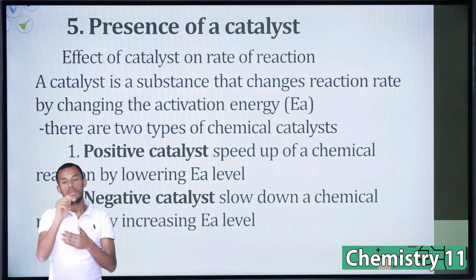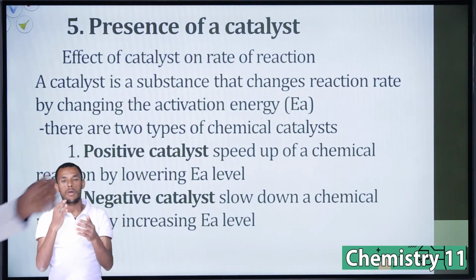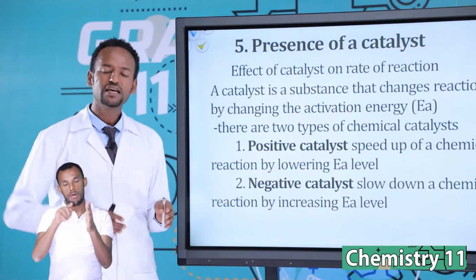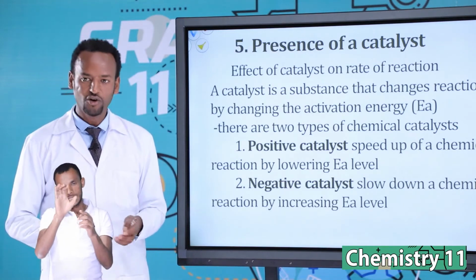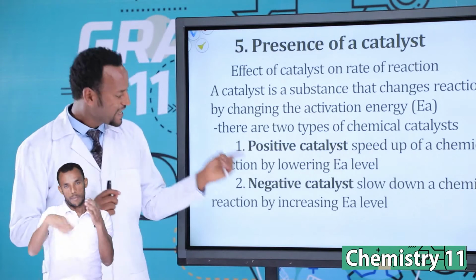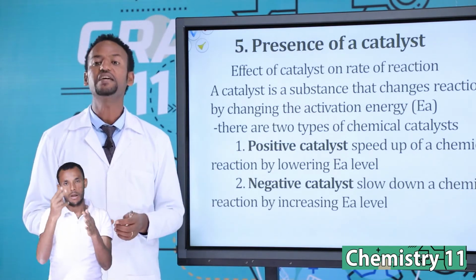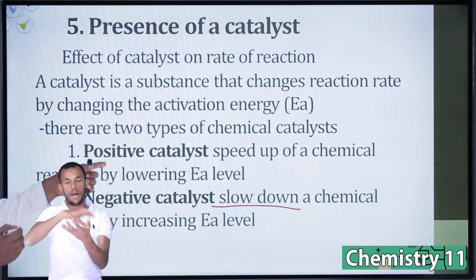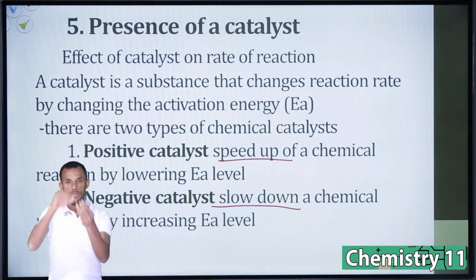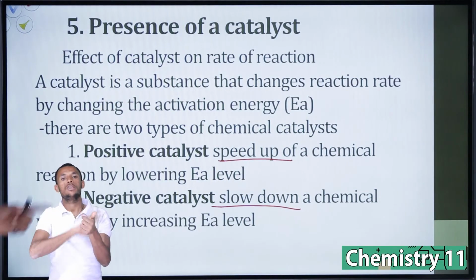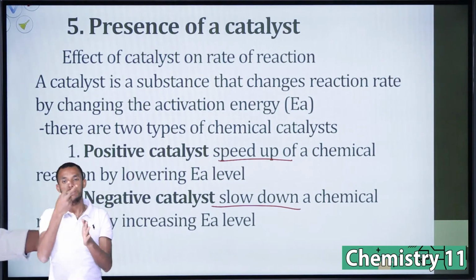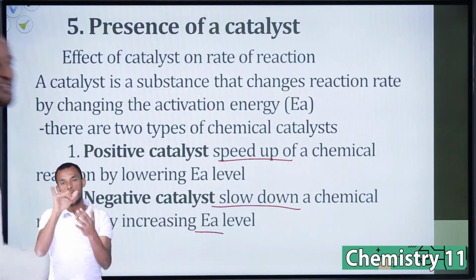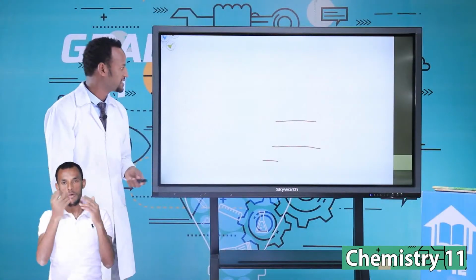There are two types of catalysts: positive catalysts and negative catalysts. Positive catalysts speed up a chemical reaction by lowering the activation energy level. Negative catalysts, sometimes known as inhibitors, slow down a chemical reaction. So positive catalysts speed up a chemical reaction by lowering what? The activation energy level. The other one is negative catalysts. Negative catalysts slow down a chemical reaction by what? Raising the activation energy level. Look diagrammatically.